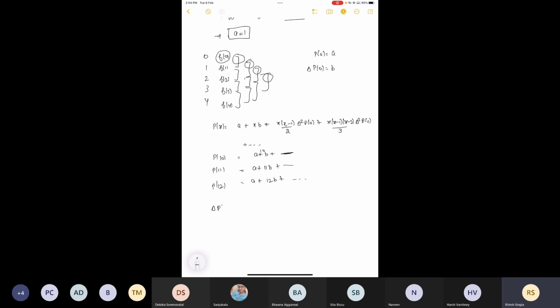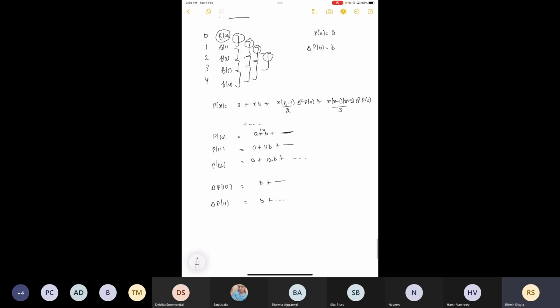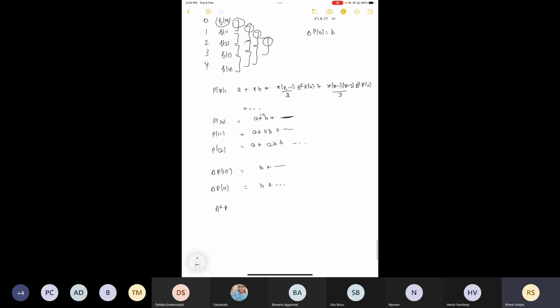So what do I need to have? Del P10 and del P11. It will be B plus something. It will also be B plus something. And then del square P of 10 will be nothing but this, subtract this. So if I say it is some B plus some R, it is B plus S. It will be S minus R. Fine.